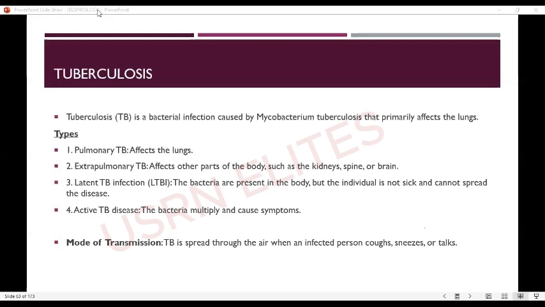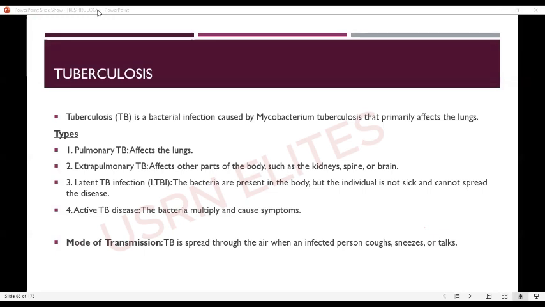Extrapulmonary TB affects other parts of the body, such as the kidneys, the spine, and the brain. Then three, latent TB. The bacteria are present in the body, but the individual is not sick and cannot spread the disease, meaning that your immune system is strong. But you'll be learning very soon that if you have the latent bacteria, you still need treatment, because if you don't treat it, it can become an active TB.